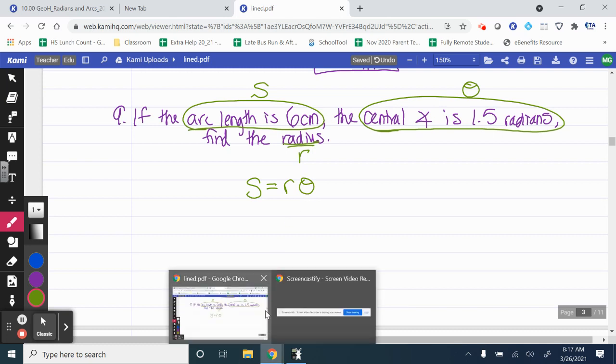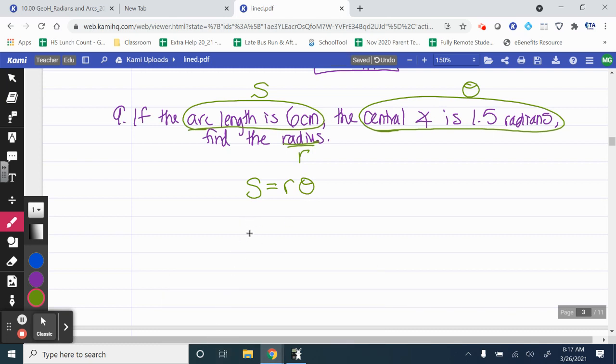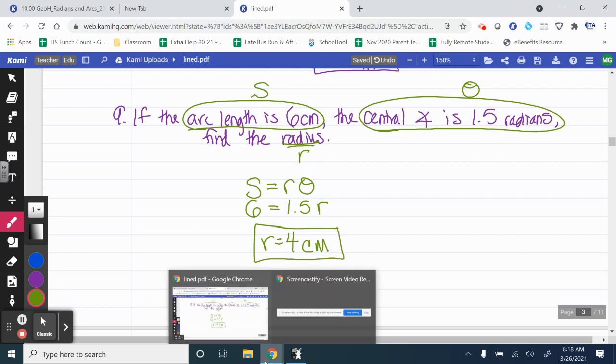Now we're going to substitute in what we know. So we know that the arc length is 6, so I put in 6 in for S. I don't know the radius, but I do know theta is 1.5, so I'm going to put 1.5 in for theta. I just use commutative property and switch those around, so my variable came second. And now I'm going to solve for R. So pause your video and solve for R. All right, so you should have divided both sides by 1.5, leaving you with the radius is 4, and that would be in centimeters, 4 centimeters.